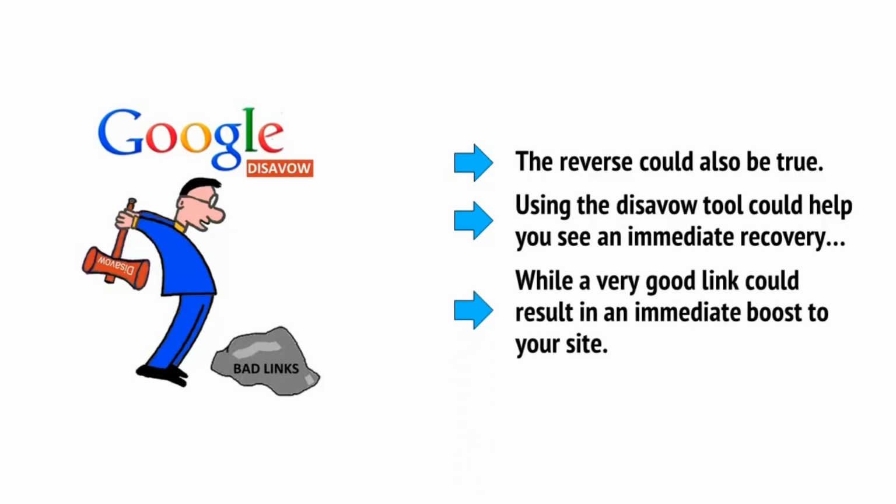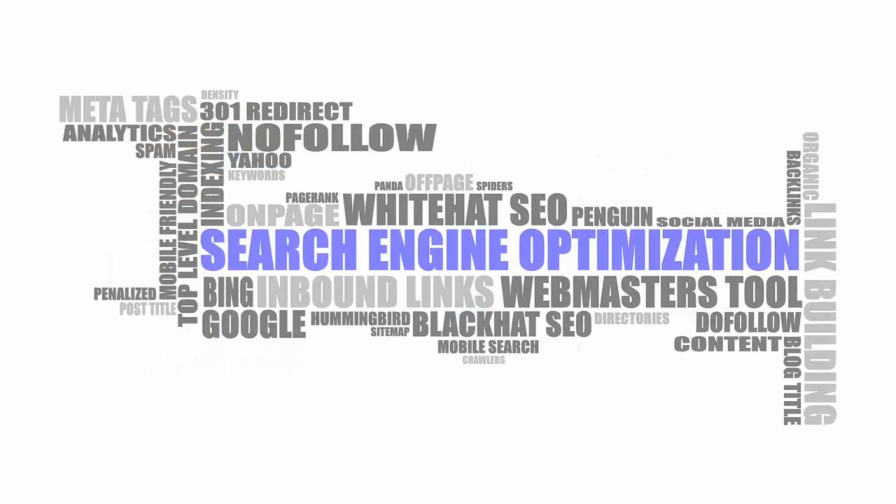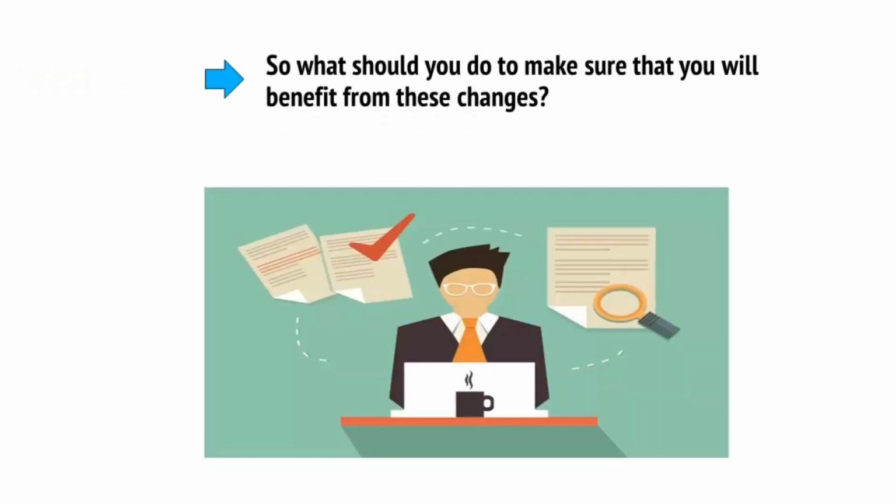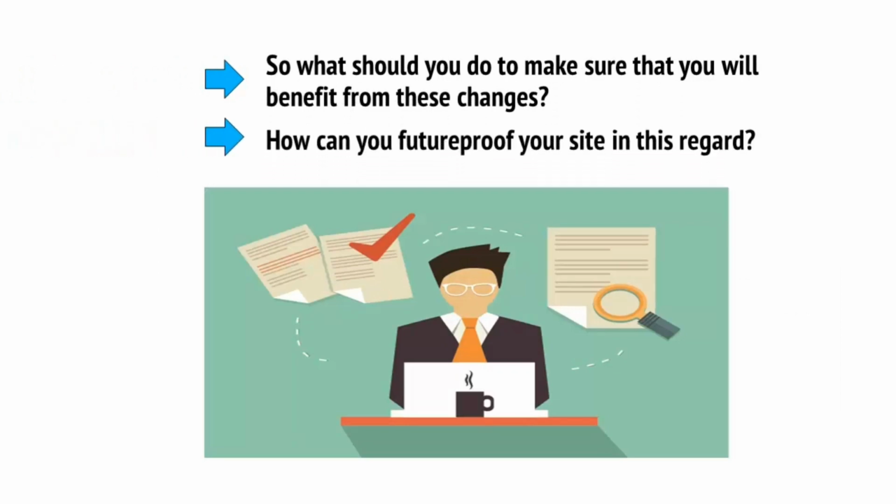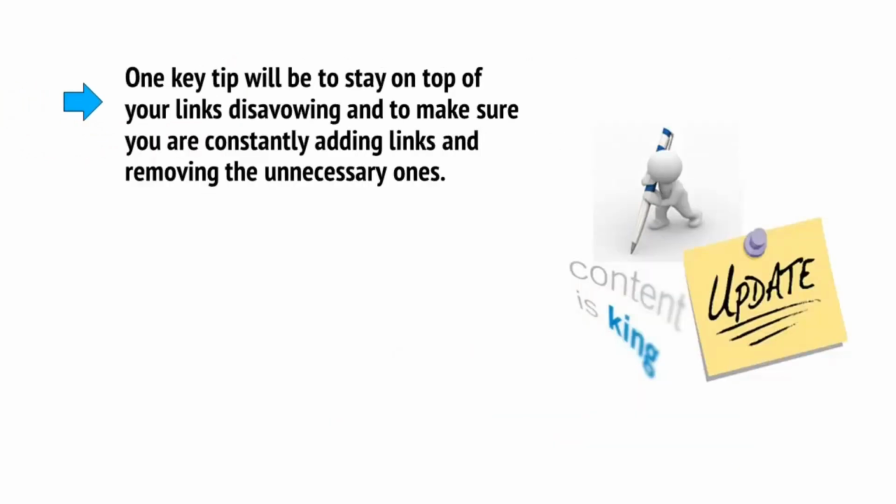It's also not too much of a stretch to expect that in future we might see this start to apply to other aspects of SEO, including the ranking of sites and pages. We already see newspaper stories appear very quickly in Google's search results. So, what should you do to make sure that you'll benefit from these changes? How can you future proof your site in this regard? Well, one tip will be to stay on top of your links disavowing and to make sure you're constantly adding links and removing the unnecessary ones.